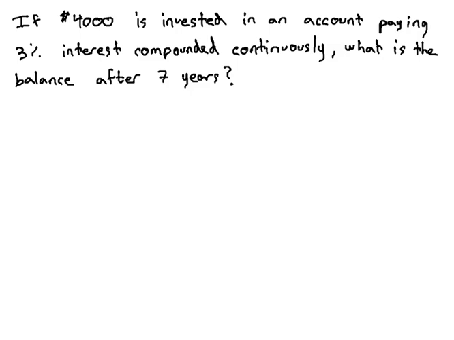And since we can't use the number infinity and simplify an expression, we have a slightly different equation when we see the phrase compounded continuously. And that equation is the final amount is equal to the principal times e to the rt power.